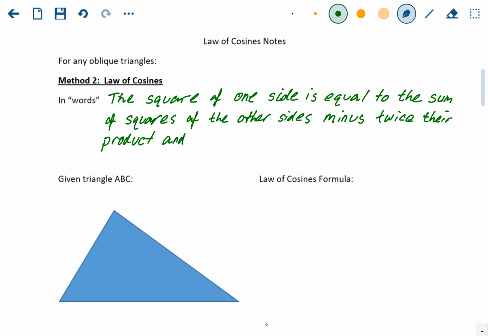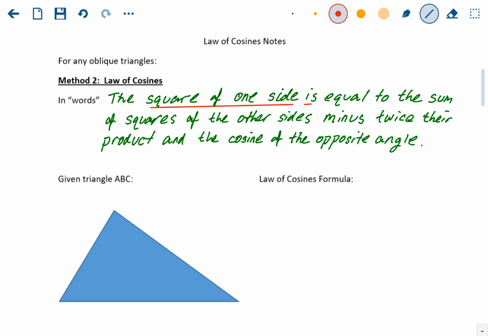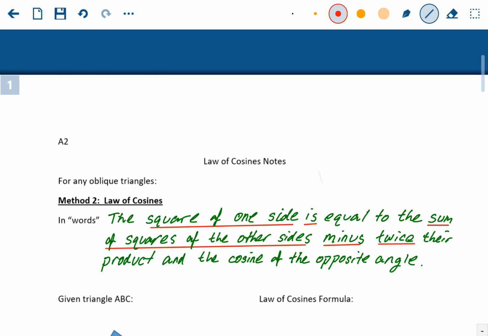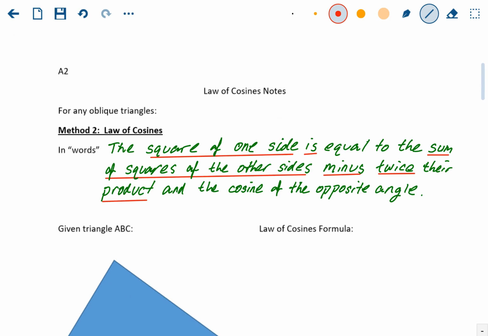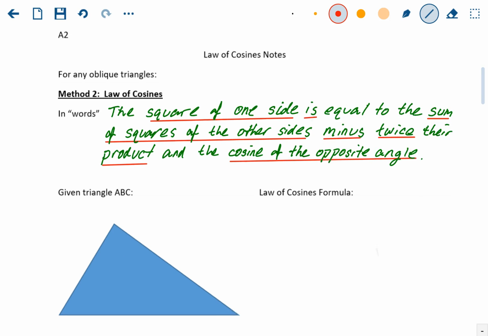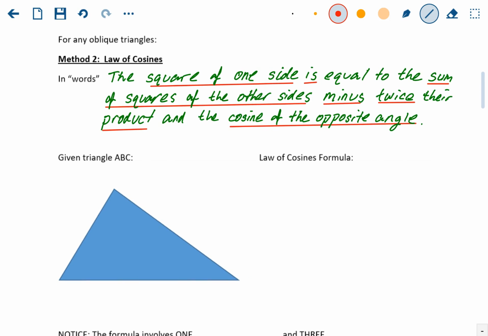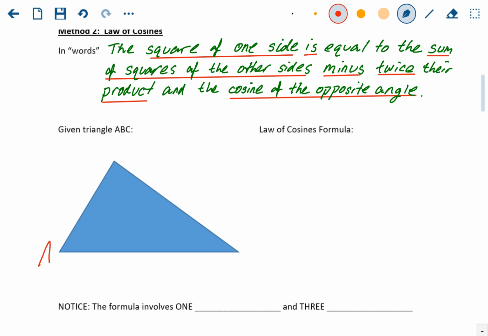So there's a lot of words in there. There's a lot of math words in there. So what should we focus on? Okay, let's go through and gather up all the math words in here. Starting with the square of one side. Okay, so it doesn't say what side, but any side. The square of one side, "is" always means equal. The sum of the squares of the other sides minus twice their product and the cosine of the opposite angle. Okay, so we're going to try and get that into a formula just based off that sentence.